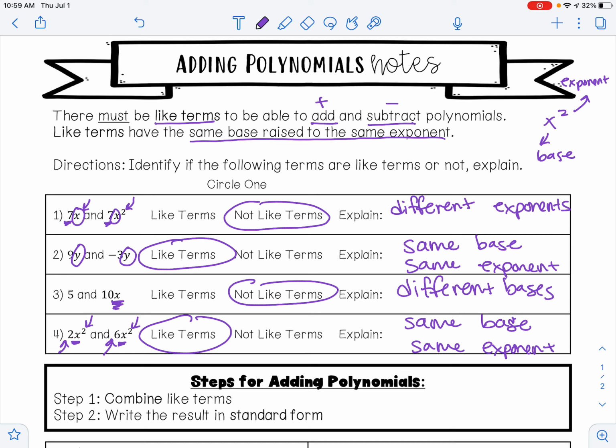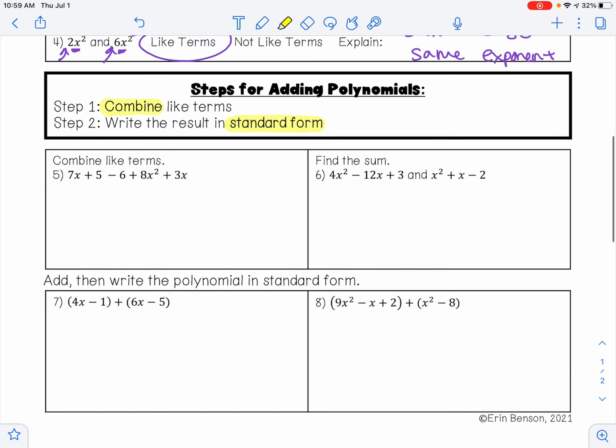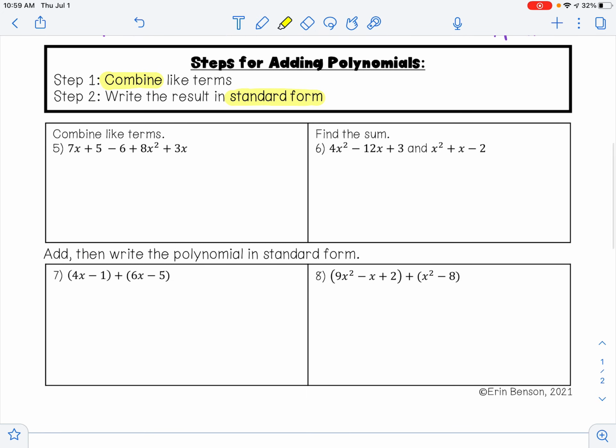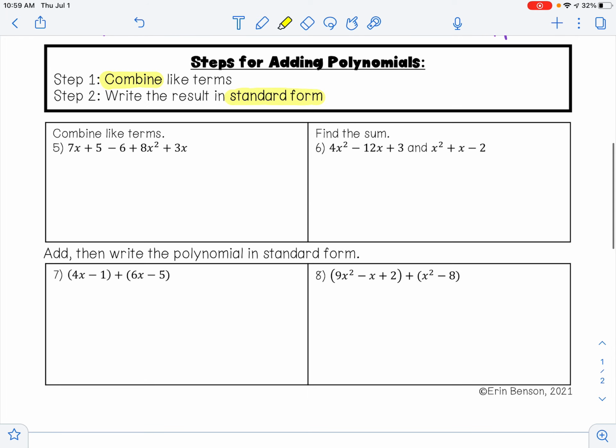So now that we can identify like terms, we can learn how to add polynomials. So the steps for adding polynomials are combine like terms and then write your answer in standard form. Remember that standard form is when you go from the highest exponent to the lowest exponent. So let's try that down here with these examples.